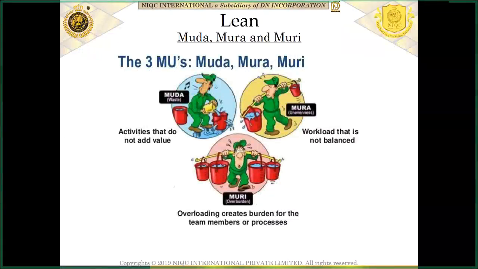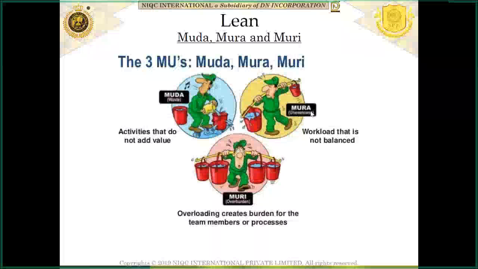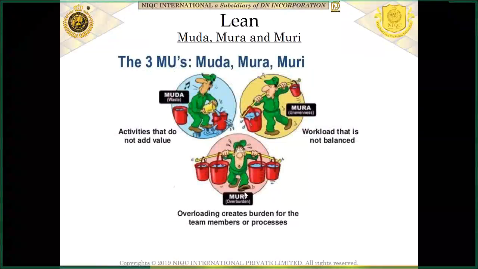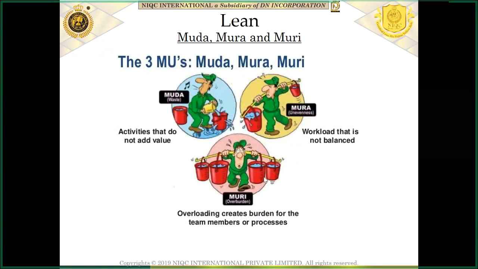When you see this gentleman filling it and the water is coming out, that's called waste activities. Second is Mura, which is unevenness or variation. You see one bucket is too big, the second is very small. When this kind of variation is there, that's called Mura. Third is Muri, which is overburden. This gentleman has excessive weight, so this is called Muri. These are the 3 M's we'll be learning now.